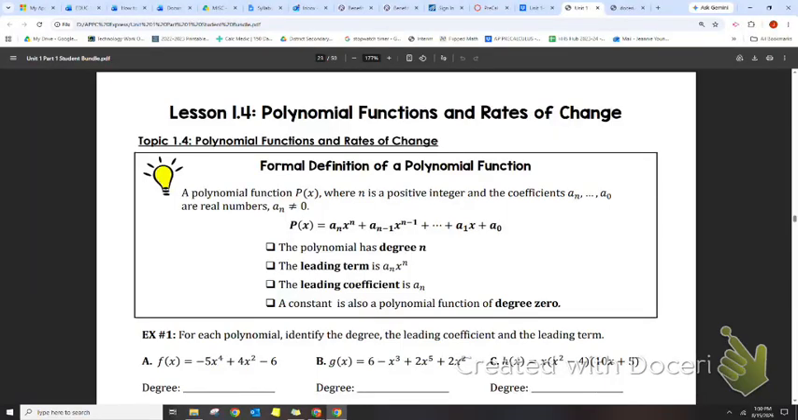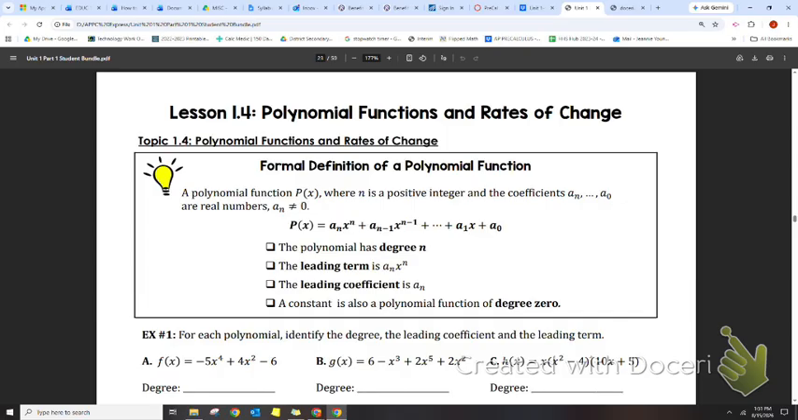Lesson 1.4 is polynomial functions and the rates of change. So the formal definition of a polynomial function says a polynomial function p of x, where n is a positive integer and the coefficients a sub n all the way down to a sub 0 are real numbers, but a sub n is not equal to 0, is given there. It looks weird, but guys, you know what a polynomial function is.